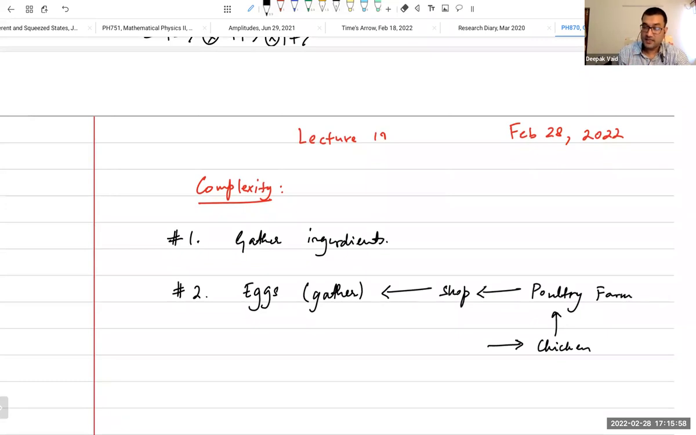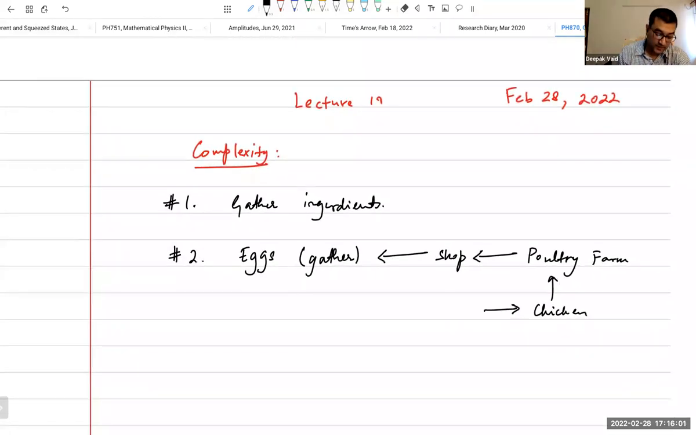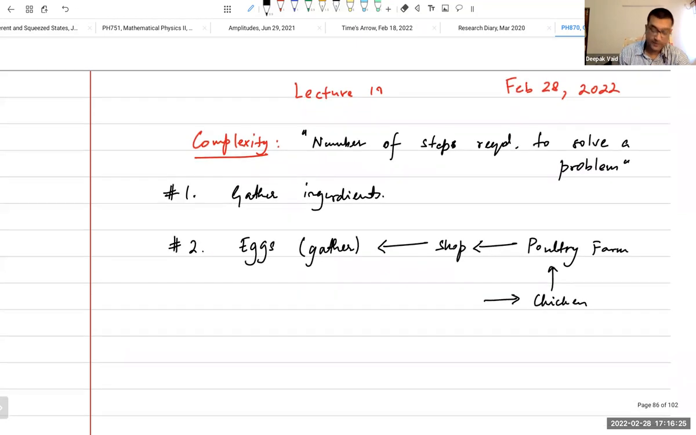So the point is, what is complexity? Complexity, if we define it roughly as the number of steps required to solve a problem, or to perform a computation. The question is, what should be a step? Is this a step? To what minute scale should you go?